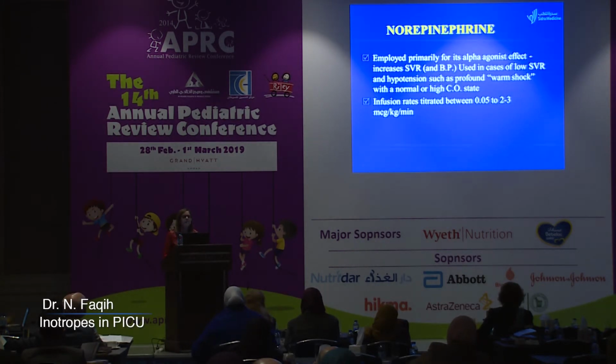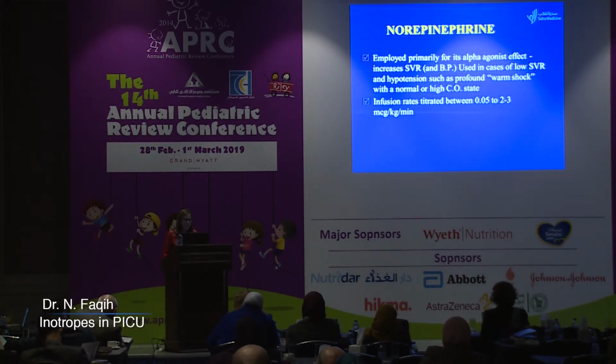Norepi, this is the drug that adults love. They love it, they love it, they use it the whole time. And mainly, the main reason why they use it as the first line for sepsis, septic shock, fluid refractory septic shock, is mainly in patients who have vasomotor instability or they have warm shock. In children, we use it for warm shock a lot of times. It has both an alpha effect and a beta effect, so it gives you inotropy and vasopressor effect as well. The infusion can range between 0.05 to 2 to 3 mics per kilo per minute.